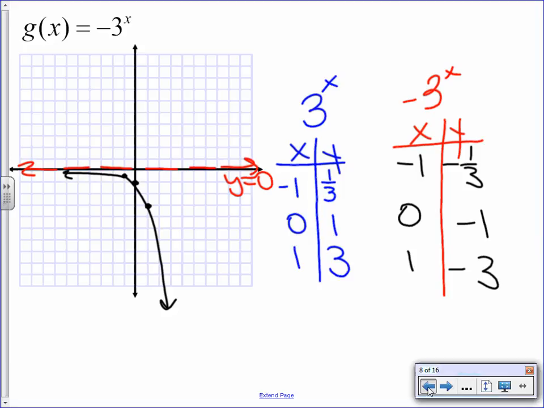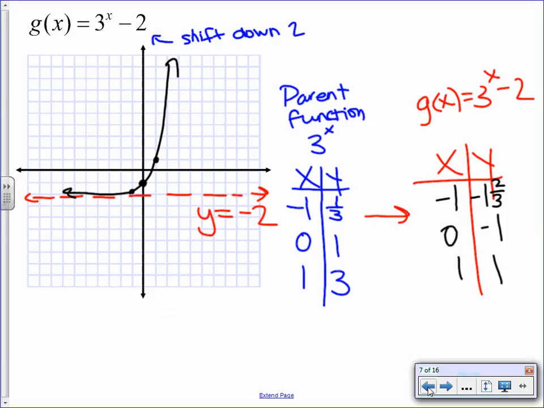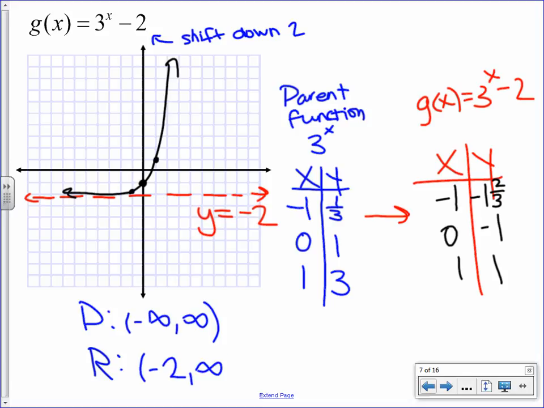Now, I want to go back to this previous example that we did where our horizontal asymptote is at y equals negative 2. Okay? We forgot to talk about domain and range for this example. So go back to the previous example. What's the domain for 3 to the x minus 2? Okay. What would the range be, though? Negative 2 to infinity, because that horizontal asymptote got shifted down too. Awesome. Okay.